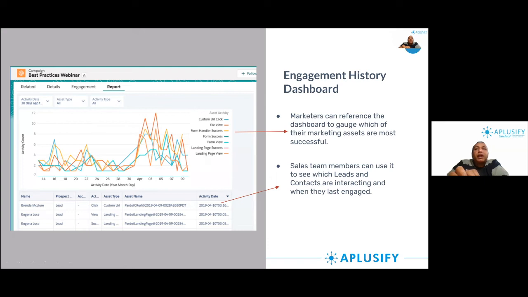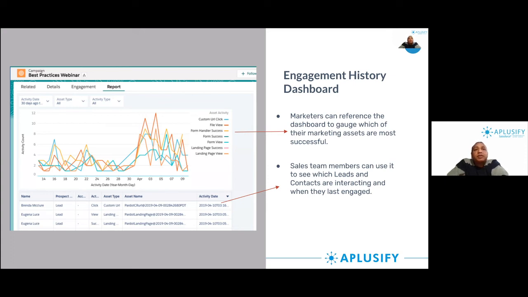Okay, so we have different marketing assets lined here: landing page, forms, custom URLs, right? And how they are performing with time on different campaigns that you are running. And maybe this data that you see here at the bottom of the screen is more for the sales team members, where they are able to relate how their leads and contacts are engaging with the marketing assets and when was it that they last engaged.